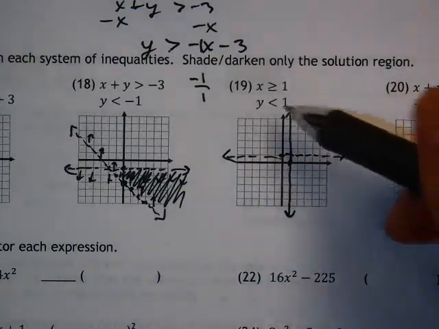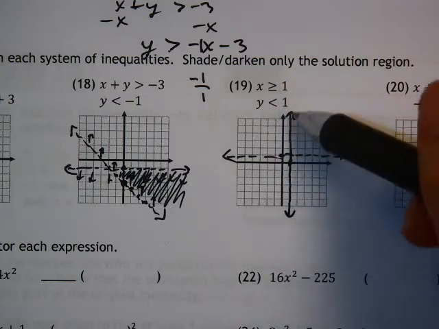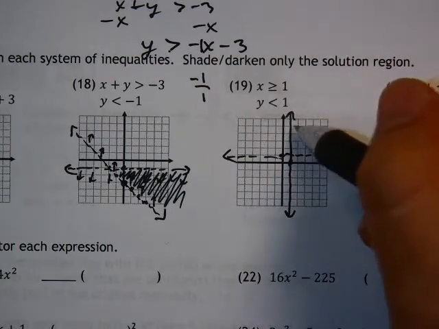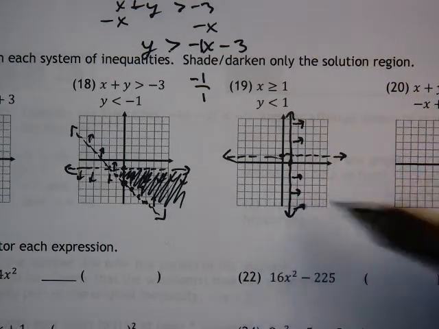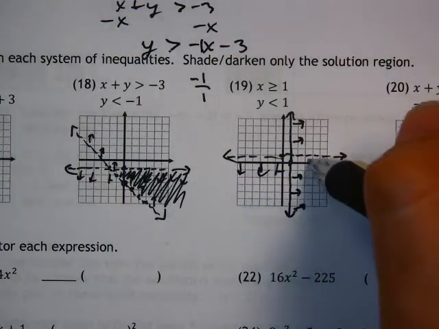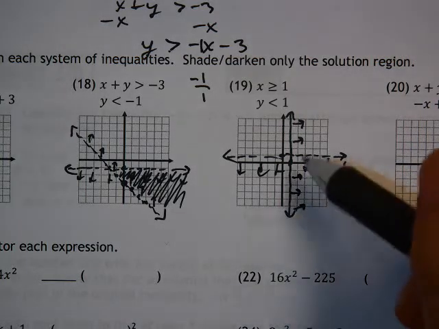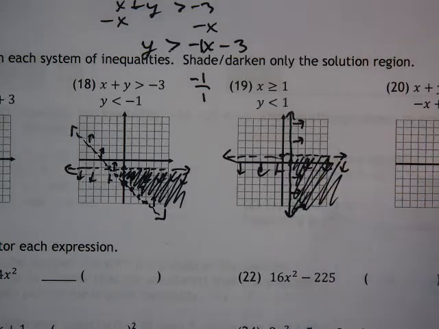Now if we think about the shading, x is greater than or equal to 1, that's this line. Greater than this line would be to the right of that line. Anything to the right is greater. So this one's going to point this direction. For the dashed line, y is less than 1, that's below. And again, we're looking for where those arrows meet, which is in this region right here. So I'm going to shade this part. There's my graphs for both 18 and 19.